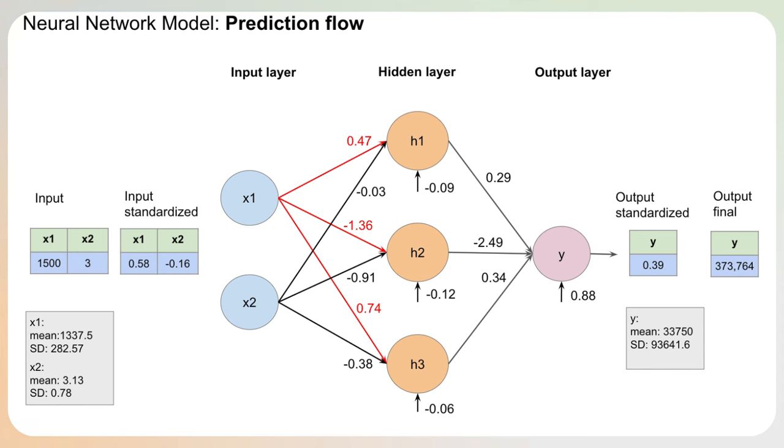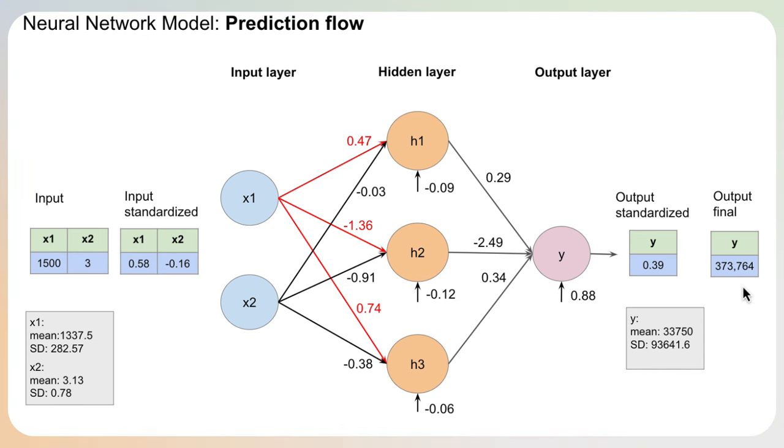Let's see how the prediction flow works in a trained neural network model. We start with input features, which are standardized using the same parameters as during training. Here we have a house with a size of 1,500 square feet and 3 bedrooms. The standardized input is then passed through the neural network to obtain a standardized output. This output is then converted back to the original scale to get the final predicted value.